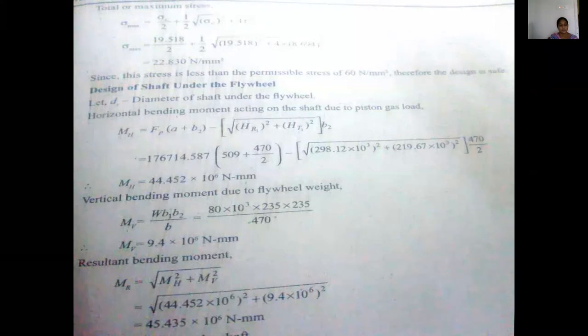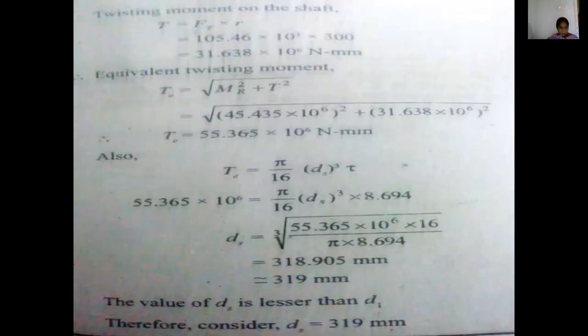Resultant bending moment is nothing but MR is equal to root of MH square plus MV square. You will get the resultant bending moment. Next, twisting moment. Twisting moment is nothing but T is equal to Ft into R. Then you will calculate the twisting moment. Equivalent twisting moment is nothing but TE is equal to root of MR square plus T square. Then you will get the equivalent twisting moment.